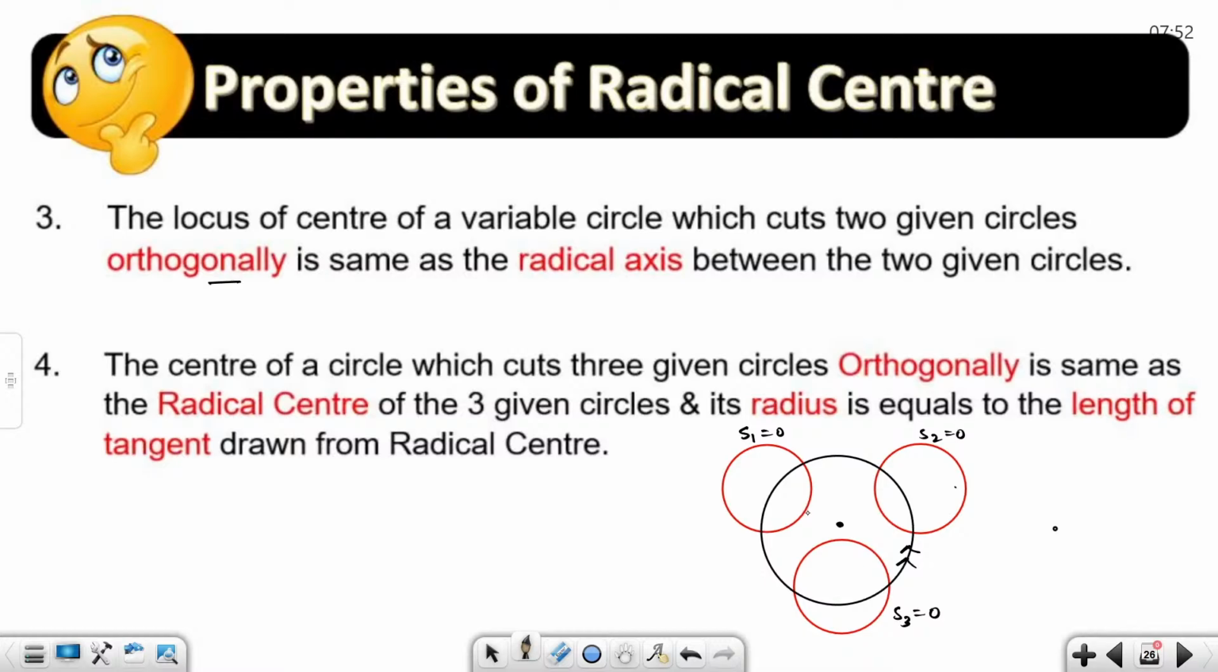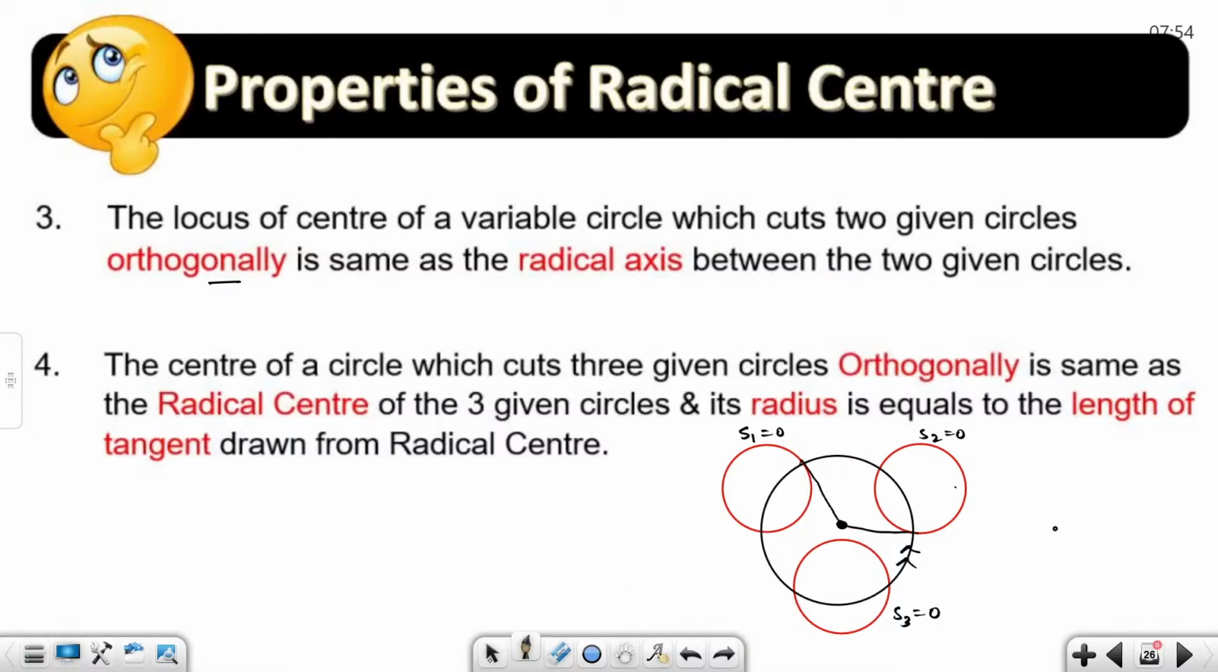If the circle cuts the given three circles orthogonally, then the center of this circle will be same as the radical center for these three given circles. And since this is the radical center, the radius for this circle is same as the length of the tangent drawn to any of the given three circles from this radical center. And its radius will be equals to the length of the tangent drawn from this radical center.